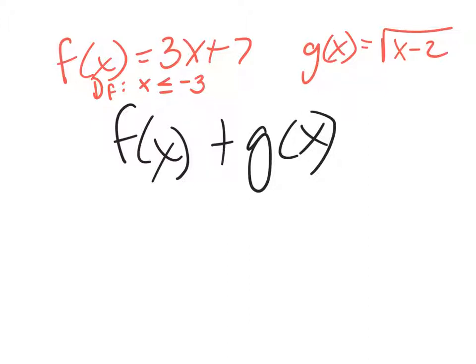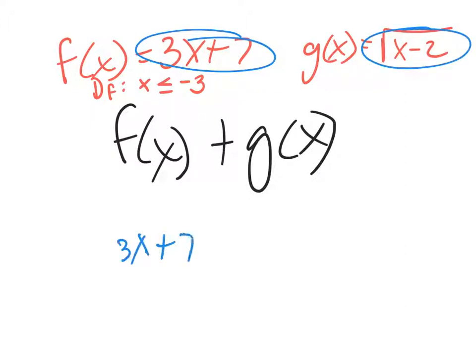Okay, this should have been pretty easy. You just take this function and you add it to this function. So it's 3x plus 7 plus the square root of x minus 2. And you can't combine those. Even if you were trying to multiply them, which we aren't, but if we were, you couldn't put them together.